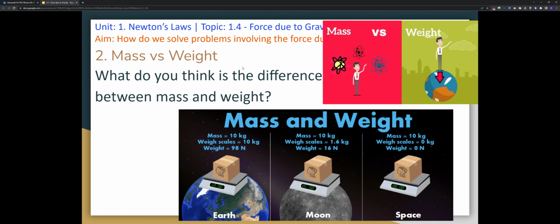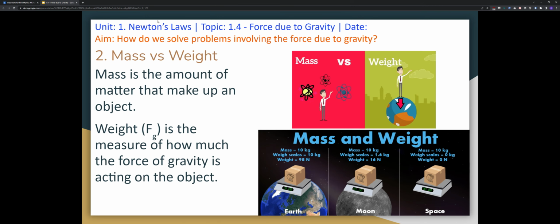So what do you think is the difference between mass and weight? Mass is essentially just the amount of atoms that make you up, right? Because no matter where you go, whether on the earth, the moon, or space, your mass would always be the same amount. I'm made up of the same atoms, the same stuff. It's the amount of space that an object takes up. So my mass is always the same.